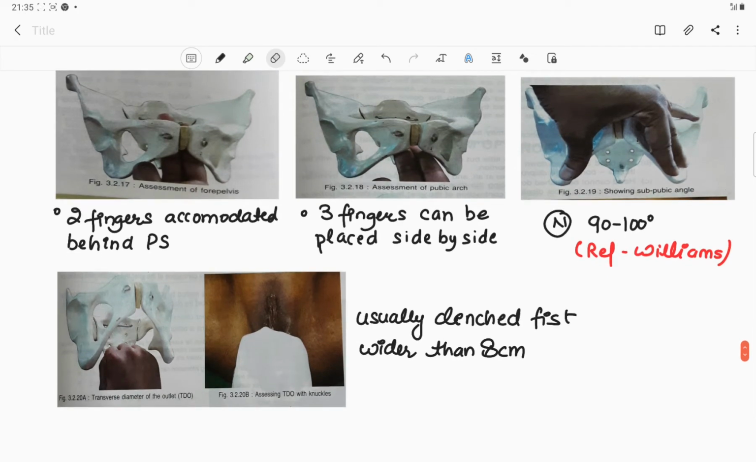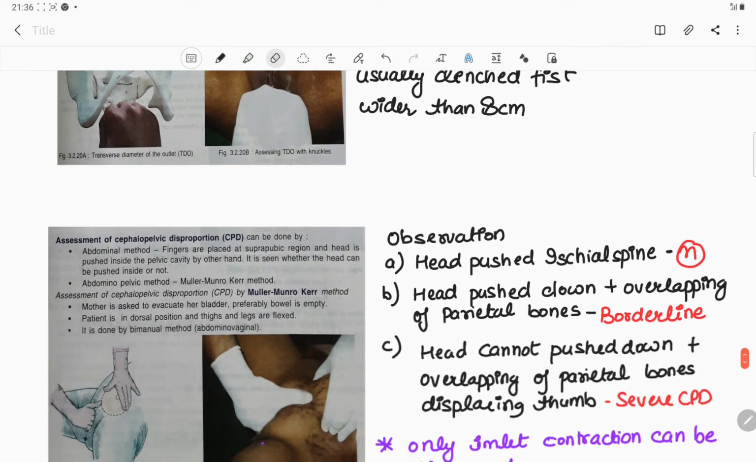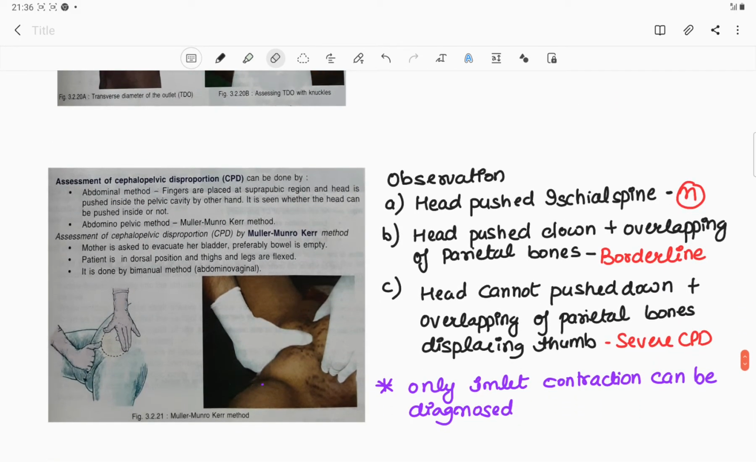Then last is we have to measure the transverse diameter of the outlet by clenching the fist, and usually clenched fist is wider than 8 centimeter. Then how to assess the cephalopelvic disproportion? It can be done by abdominopelvic method, which is also called as Muller-Munro Kerr method. Left hand is placed at the suprapubic region and head is pushed inside the pelvic cavity, and it is seen whether the head can be pushed inside or not.